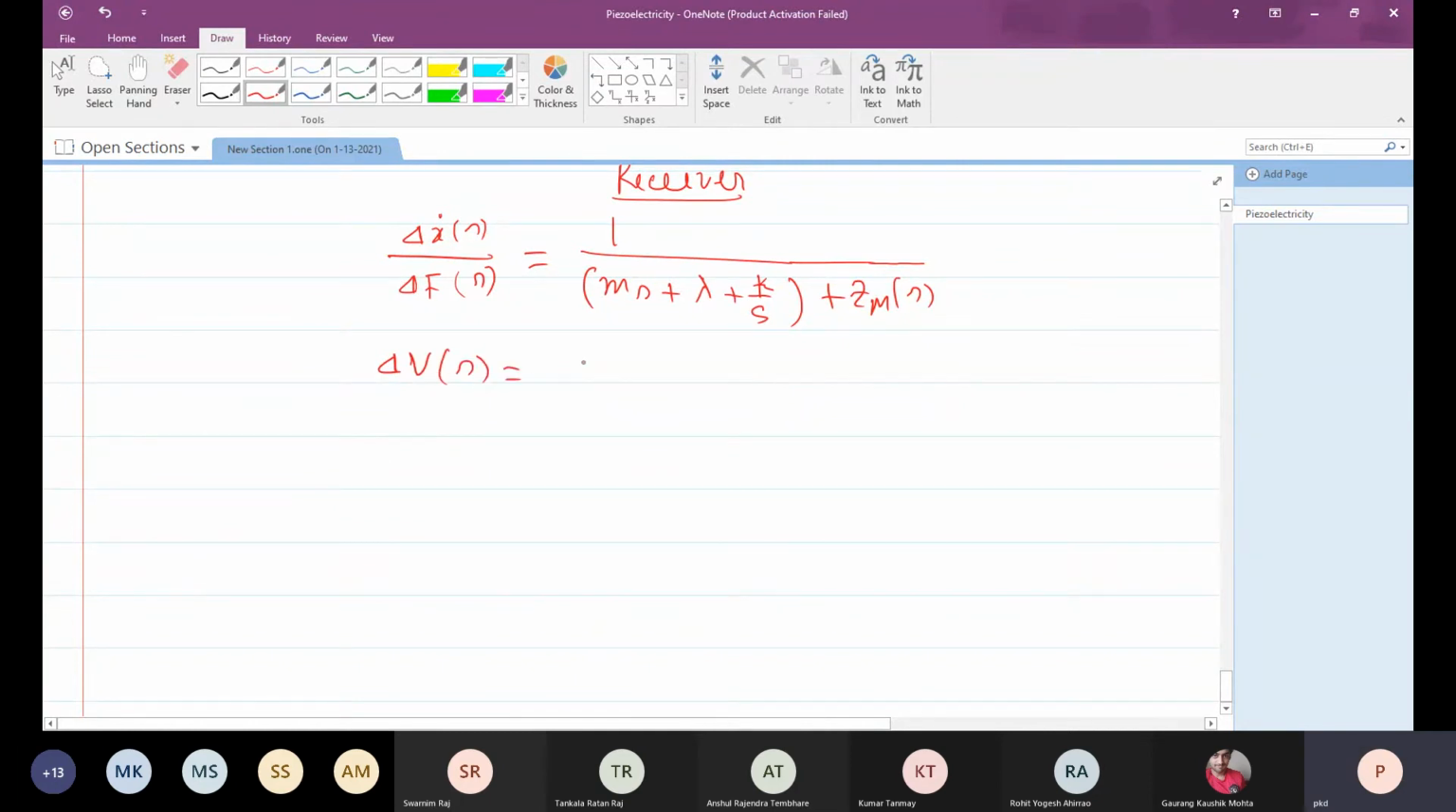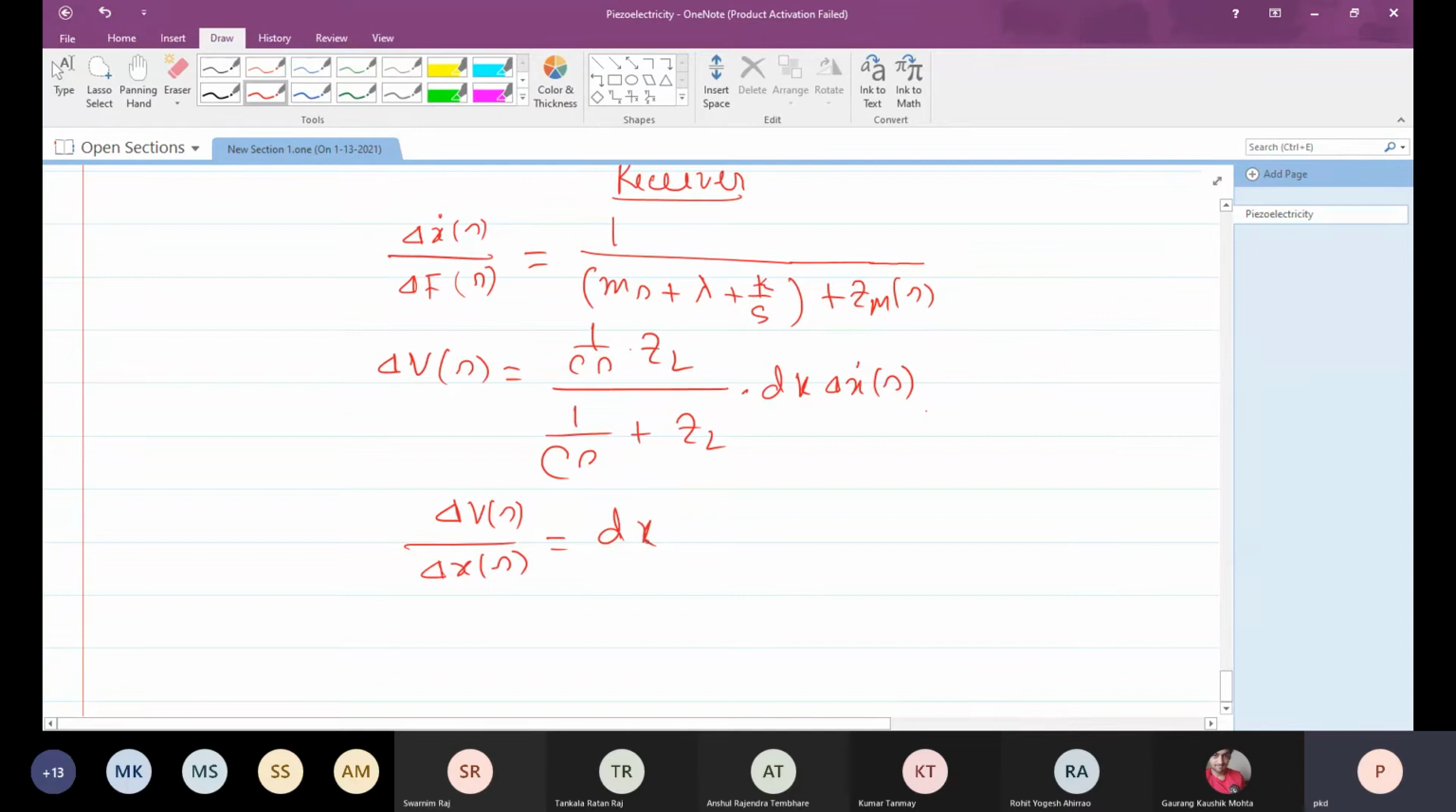Delta V is 1 by CS into ZL divided by 1 by CS plus ZL, into DK, into delta X dot S. Then delta V S by delta X dot S is DK into ZL by 1 plus ZL CS.